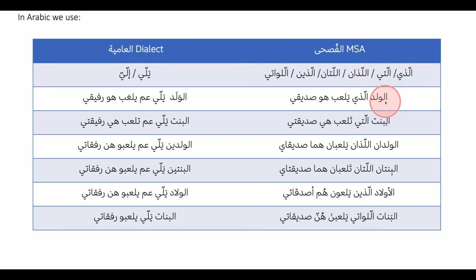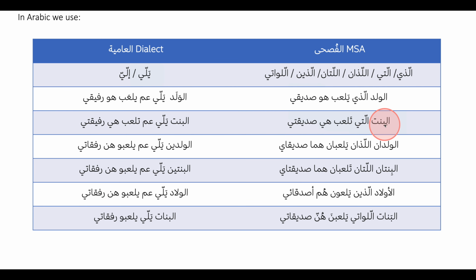Here we've got a couple of examples just to highlight this a bit further. الولد الذي يلعب هو صديقي. And in dialect we say الولد يلي عم يلعب هو رفيقي. Obviously you could use the same word, رفيقي, صديقي, pretty much means the same thing, but رفيقي is used more often in dialect. But to be honest, there isn't a percentage of 75 versus 25, so people use either of them similarly to you.